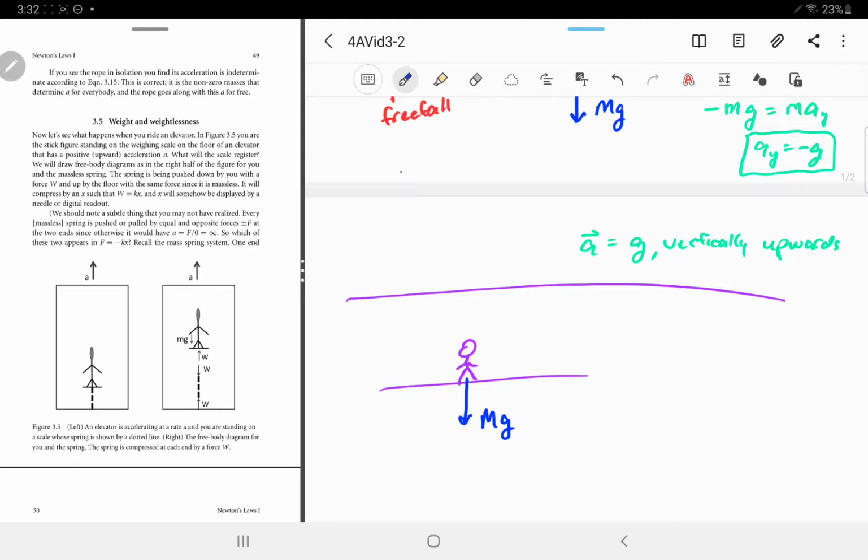But you don't crash into the ground because the ground is pushing back up on you. If the ground wasn't there, you would fall downwards. But the ground is preventing that because it's pushing upwards on you. So this normal force, normal means perpendicular.